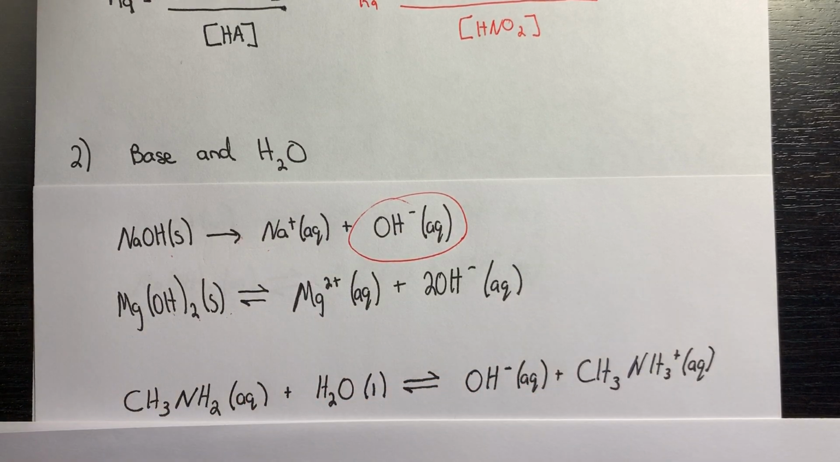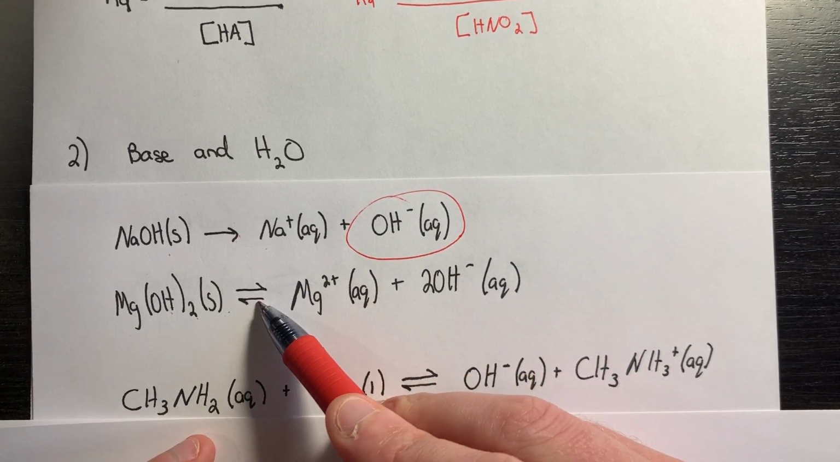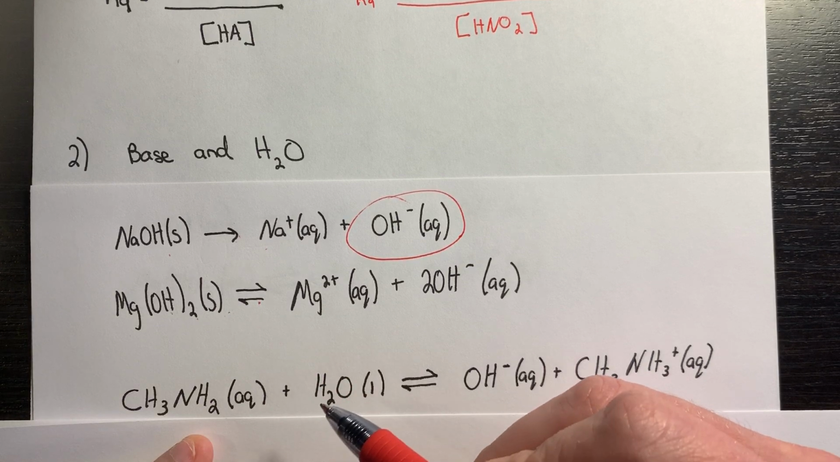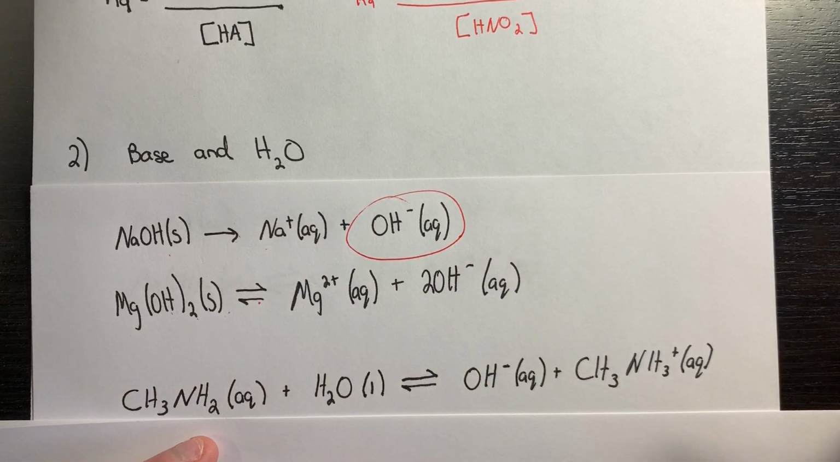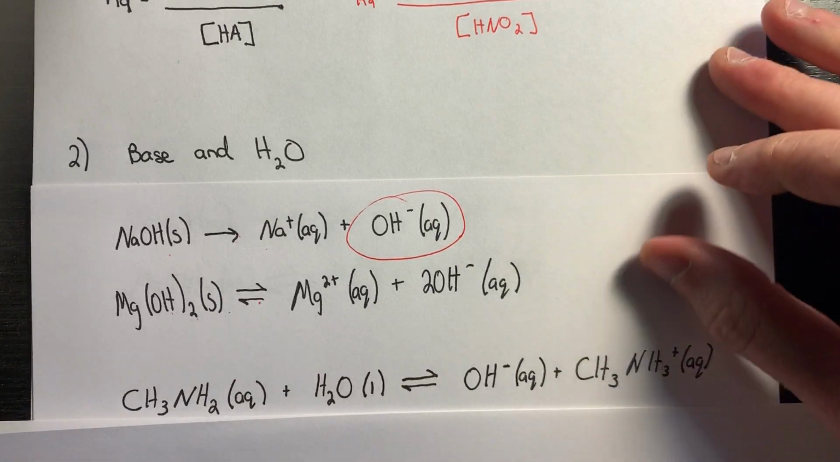It's a little bit harder to separate those two ions by the polar water molecule. So we've represented this with an equilibrium arrow because, again, it's not 100% dissociating into the magnesium and the two equivalents of the hydroxide there.